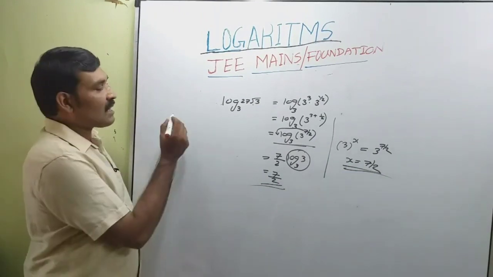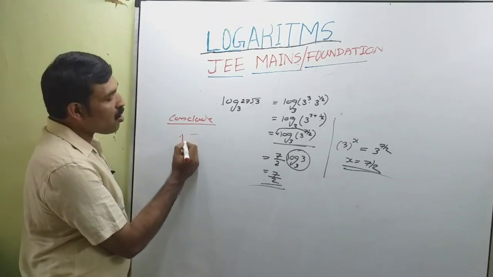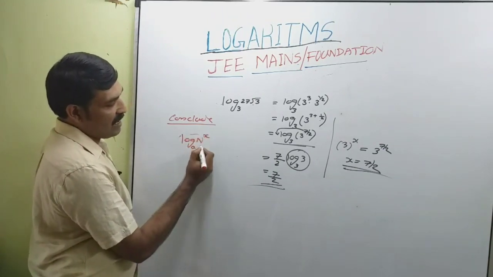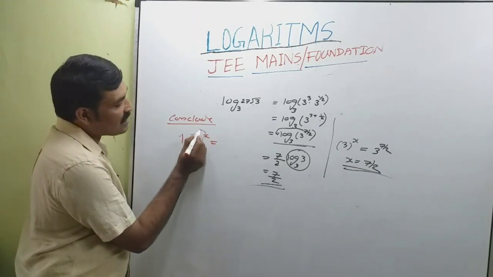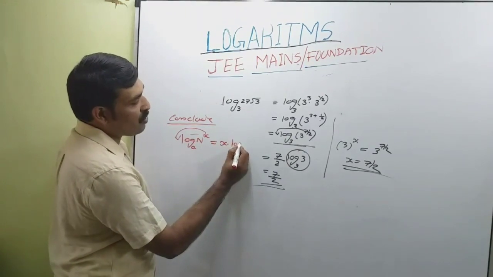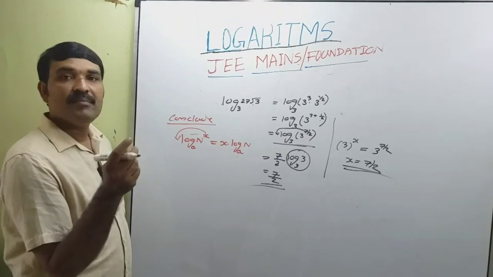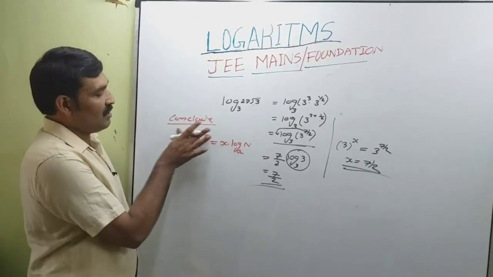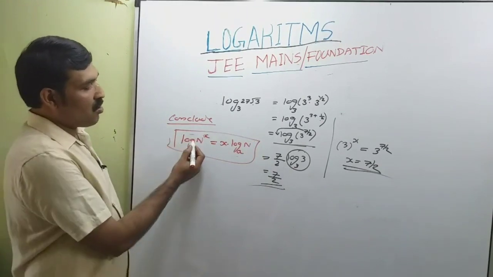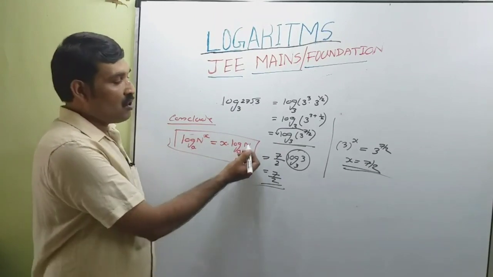So we can conclude: log of n raised to x to the base a is equal to, this x is jumped to here, that means x into log n to the base a. This is an important property. So we can write log of n raised to x to the base a is equal to x into log n to the base a.